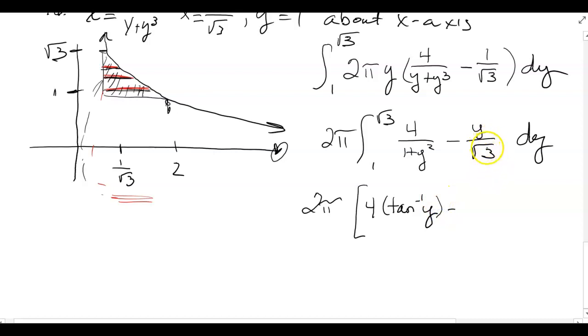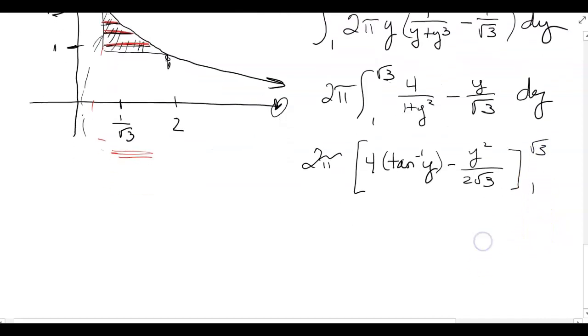We need to integrate y over square root of 3. So y becomes y squared, and you have to divide by that, so you have 2 square root of 3. And this all goes from 1 to radical 3. So at this point, you're just working with your trig functions again. We'll go through it kind of quickly here.